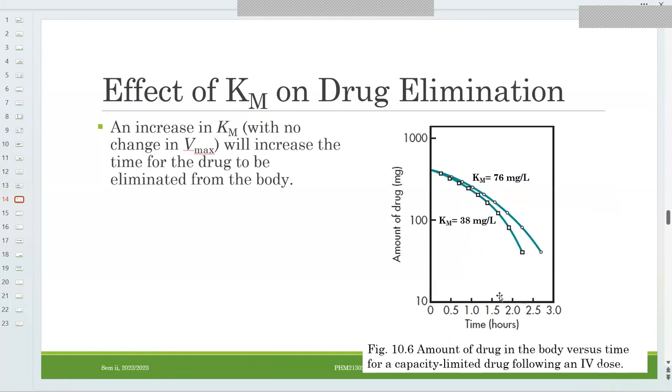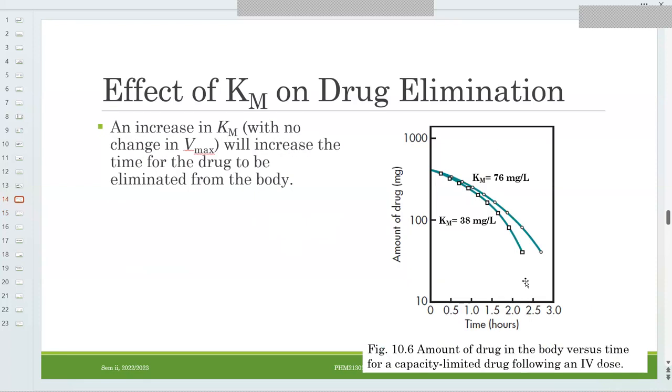Km is opposite. Km is not in the denominator, so there is a direct relationship with the time. So Km larger, the time will be longer. Km larger, then it takes longer time to decrease from a certain amount to the same amount. Okay, so here taking about 2.2 hours, Km larger taking about 2.8 hours. But the effect is smaller. You double the Km, but the time will not be double.